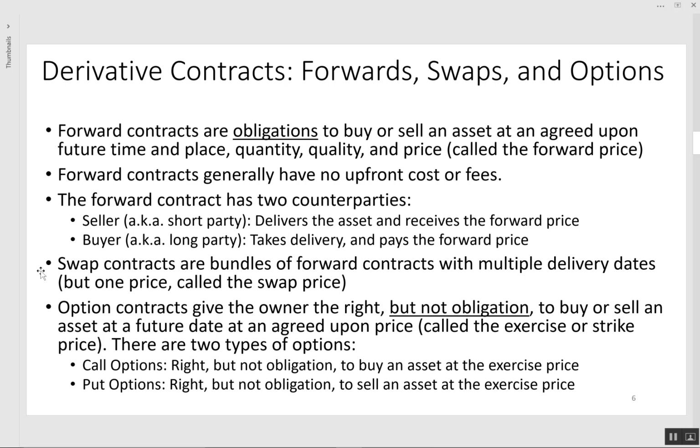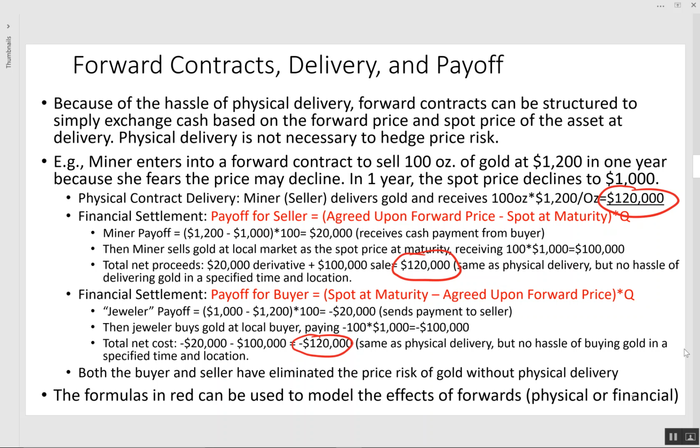Lastly, an option contract gives the owner the right but not the obligation to buy or sell an asset at a future date at an agreed upon price. Now, in an option contract, we don't call it the forward price, we call it the exercise price, the option exercise price, or the option strike price. And there are two options. There's a call option. The buyer of a call option has the right to buy the asset at the strike or exercise price. A put option is an option to sell the asset at the agreed upon price. And the big difference is that with an option, you will have to pay an upfront price for that ability to walk away.